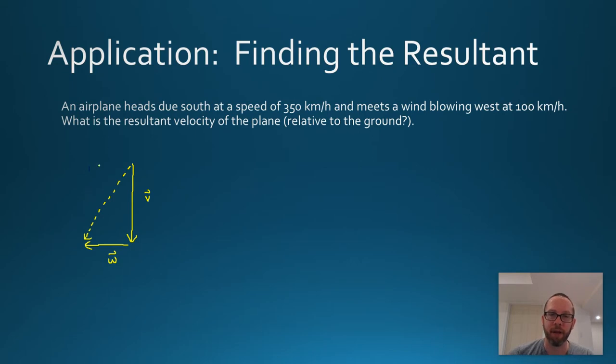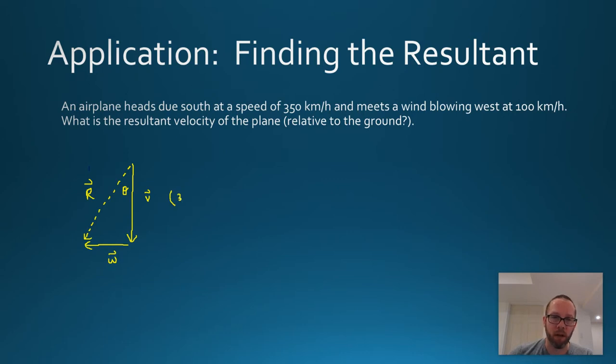And we call this R. What is this resultant velocity of the plane? What's our new speed of the plane? And which direction will it be flying? Because the plane itself, as far as it's concerned, is pointing south. But somebody on the ground is going to see this plane moving in some kind of southwestern direction. So we're interested in finding this angle here. And we have all the math tools to do that.